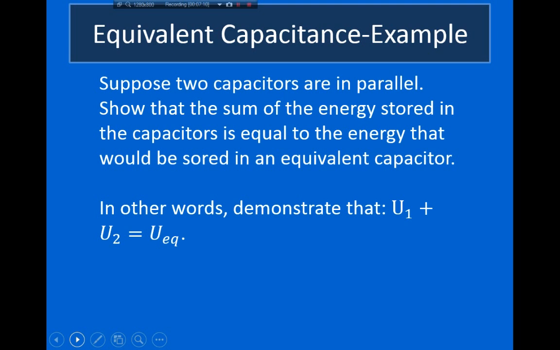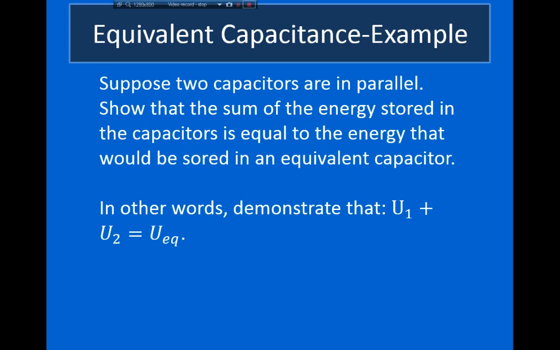The first example says, suppose we have two capacitors that are in parallel. Show that the sum of the energy stored on the two capacitors is equal to the energy that would be stored on a single equivalent capacitor. In other words, show that the energy stored on capacitor 1 plus the energy stored on capacitor 2 is equal to the energy that would be stored on the equivalent capacitor. So I think I'm going to need a little bit of room on this, so let me go ahead and open up a blank sheet.